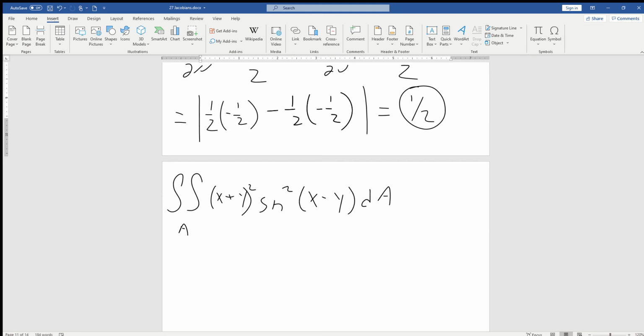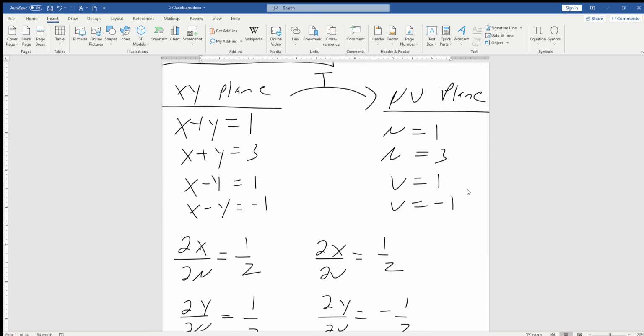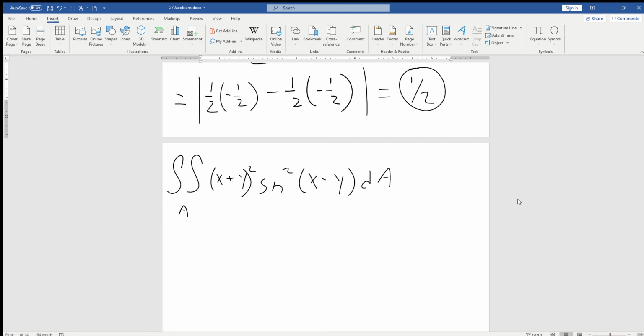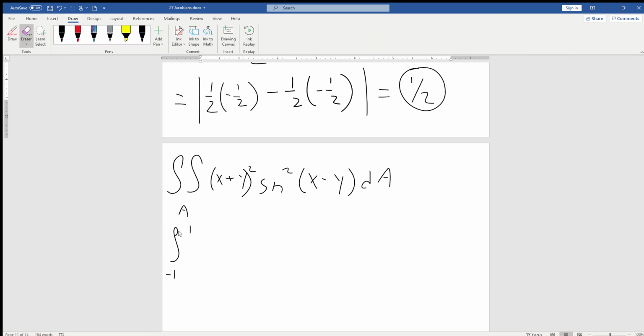Well, now we can rewrite that completely in terms of u and v and make this a much more simplistic, evaluable integral. Right? Going back up here, here's the bounds for u and v. So that's pretty easy to see. So we're going to define the double integral from -1 to +1. And then we know that u is going to range from 1 to 3.